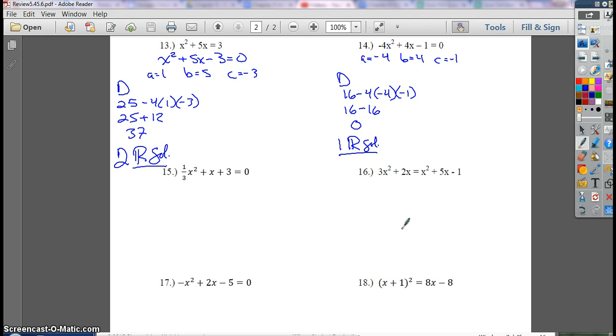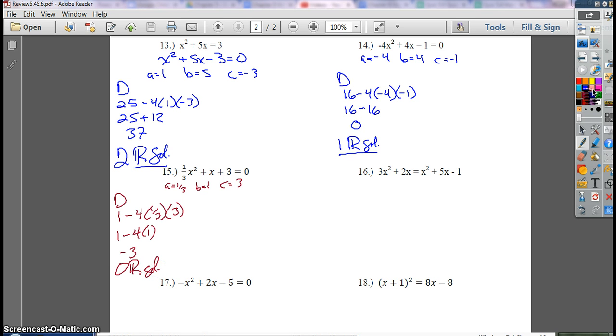Going to 15. Okay, in 15, A is 1/3, B is 1, C is 3. So if I do my discriminant, I have 1 squared, which is 1, minus 4 times 1/3 times 3. So 3 times 1/3 is 1. So I have 1 minus 4 times 1, which is negative 3. So that's an imaginary number when I take the square root of it, thus leaving me with 0 real solutions.